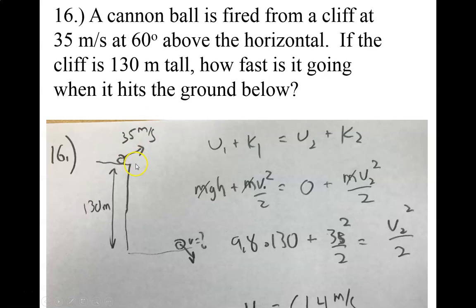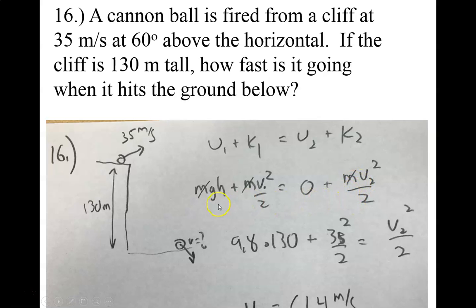So we've got a cannonball. We want to look at our initial energy and our final energy. Our initial potential energy is going to be mgh, where the height is going to be 130. We do have kinetic energy because the cannonball is moving, so we've got mv squared over 2 in our initial. Now, when it reaches the ground below, my potential energy is going to be 0, and then it's all going to be in the form of kinetic energy down here.